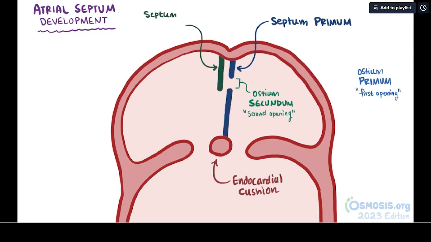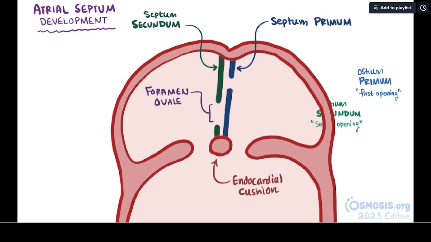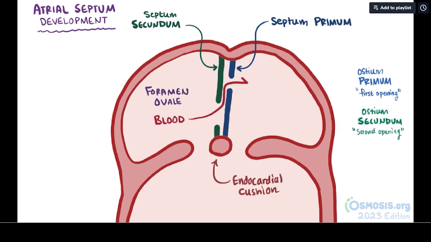Now we also have the septum secundum, which grows downward just to the right of the septum primum and covers the ostium secundum like a curtain, leaving a small opening called the foramen ovale, and essentially creating a makeshift valve that allows blood to go from the right atrium to the left atrium, but not the other way.